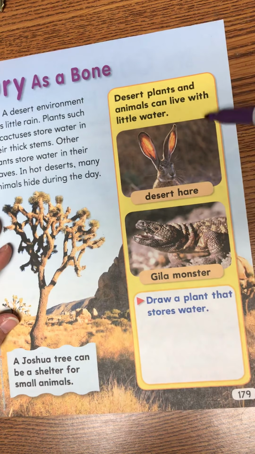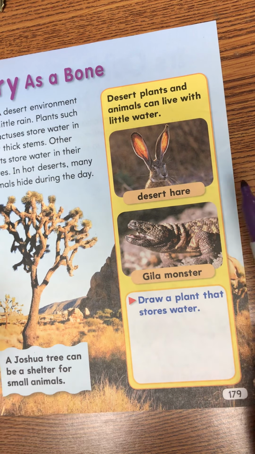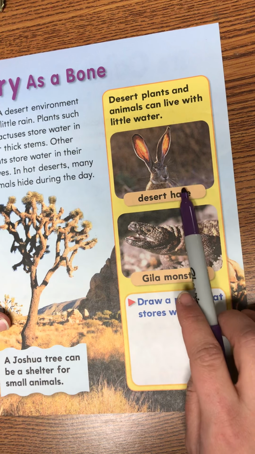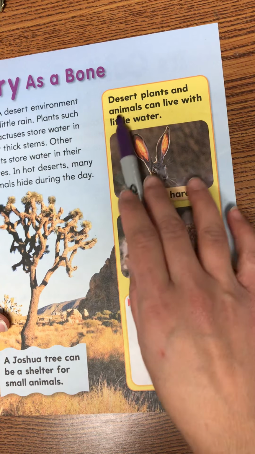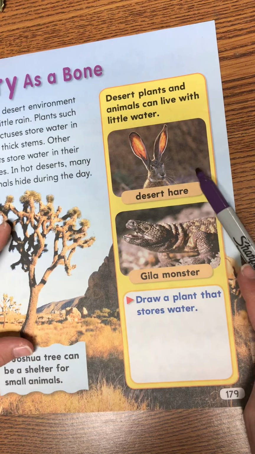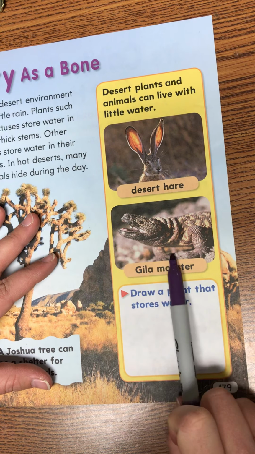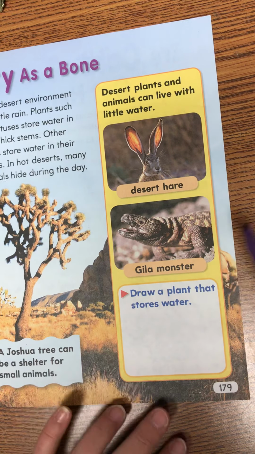All right, now we can see a couple different kinds of animals that live in the desert. Now before, on the front, we talked about a desert hare. Look at the size of his ears. Those are definitely bigger than the bunnies and hares, rabbits that we have around here. It says desert plants and animals can live with little water. So they've adapted to live without a lot of water. They still need some. Here's that Gila monster. It's kind of like a big lizard. I don't really like lizards.